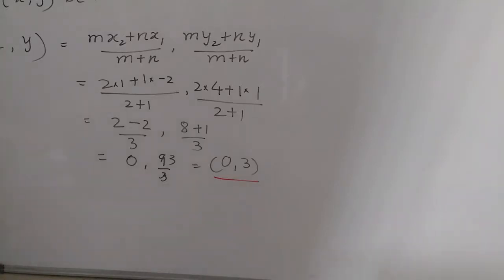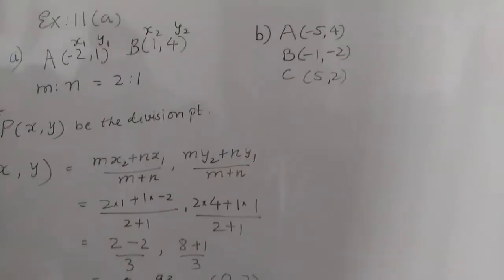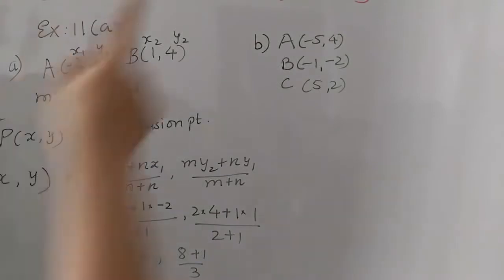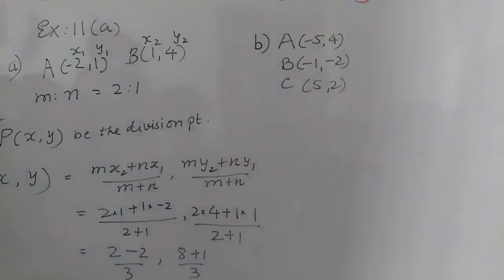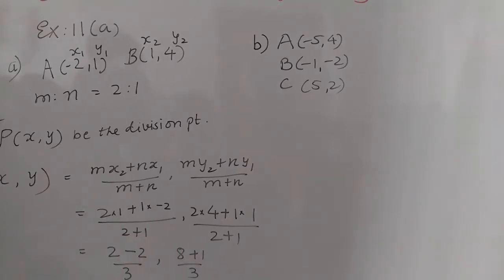So this is a very important question. You can see in question B, A, B, C are the three coordinates. We have to prove that they are the coordinates of an isosceles right angle triangle. For that, students, we first have to calculate the distances AB, BC and AC. And we first show that any two of the distances are equal, so that it is an isosceles triangle.